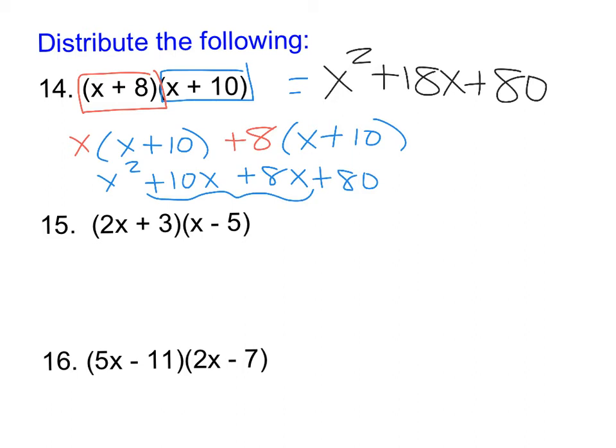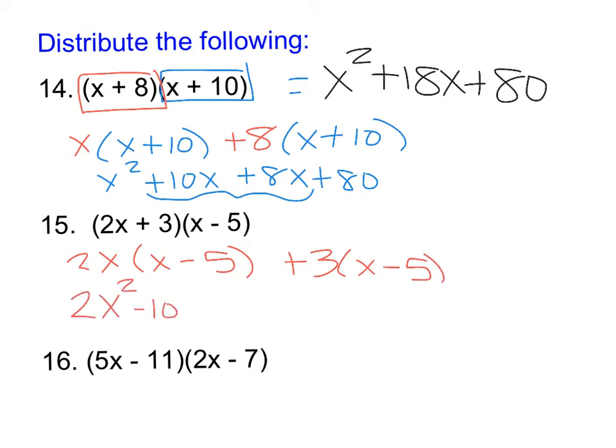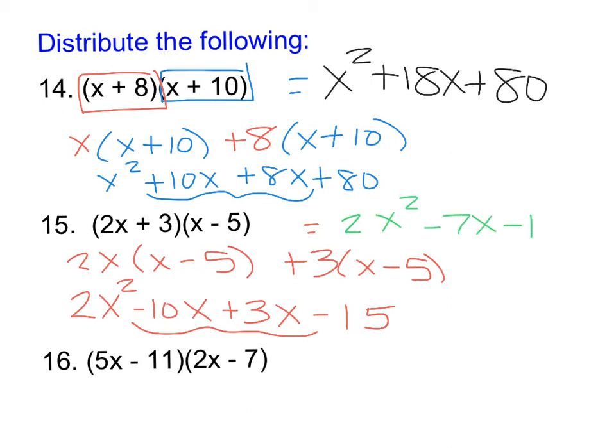All right, next one. So I'm distributing 2x times x minus 5 and 3 times x minus 5. So the 2x gives me 2x squared minus 10x. And then we have 3x minus 15. Combine those middle two together. And our final answer is 2x squared minus 7x minus 15.